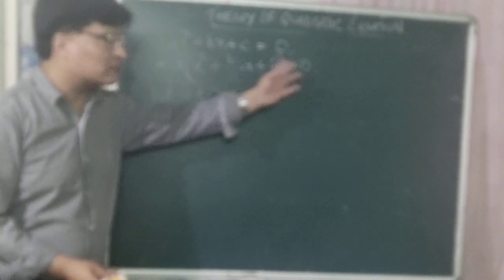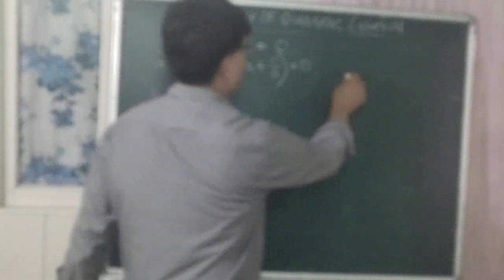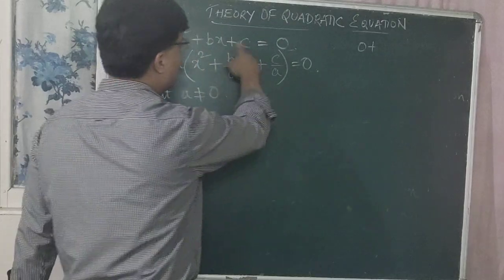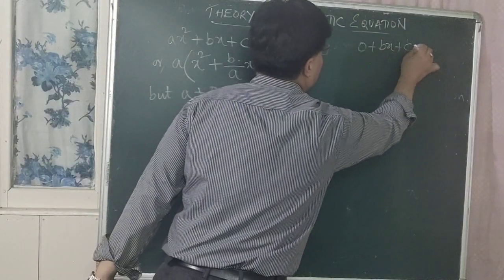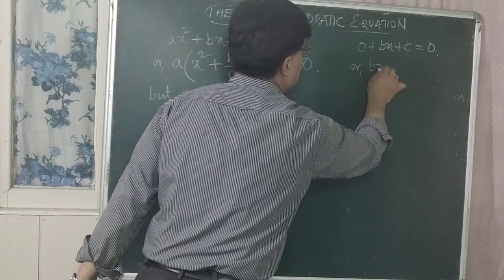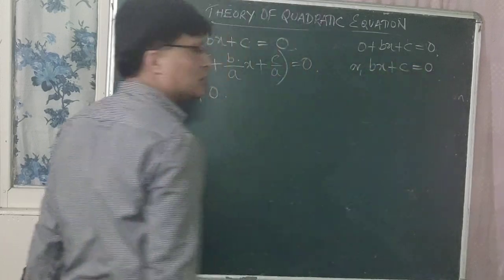If either of two factors is equal to 0, then either one factor is equal to 0 or the other factor is equal to 0. But here a will not be equal to 0. Why is a equal to 0 not allowed? If a is equal to 0, then 0 into x square is 0. Suppose a is equal to 0, then it will be 0 plus bx plus c is equal to 0, or this is bx plus c is equal to 0.